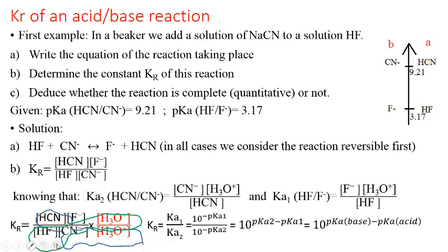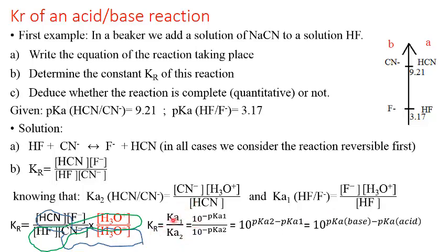The same applies to what is circled in green: HF and CN- here and H3O+. After all, it is F- and H3O+. It is the expression here of Ka1. So Kr will become equal to Ka1 over Ka2.